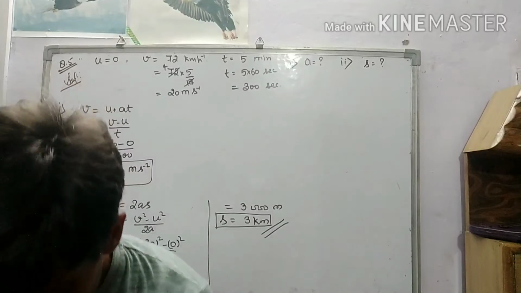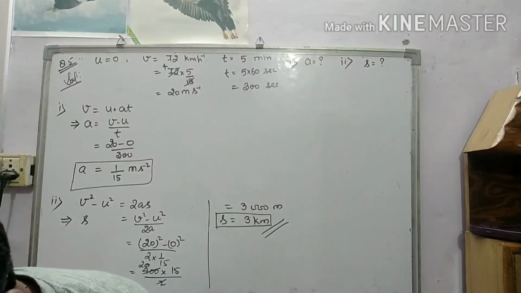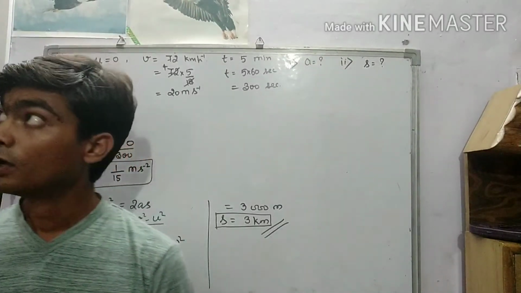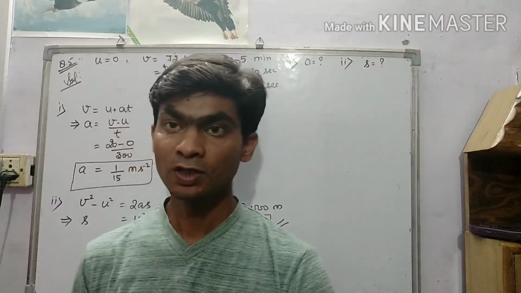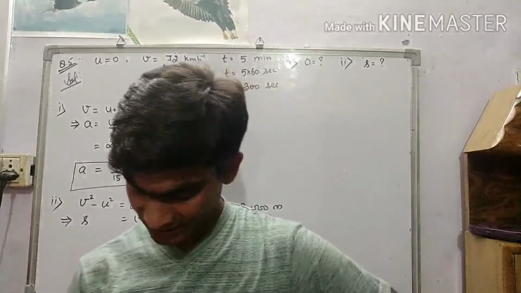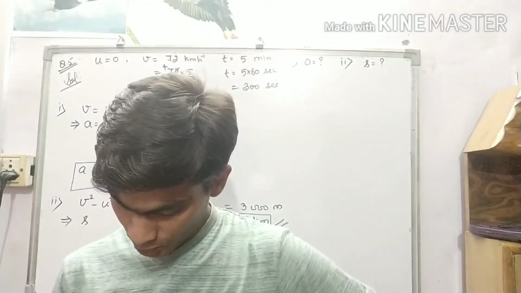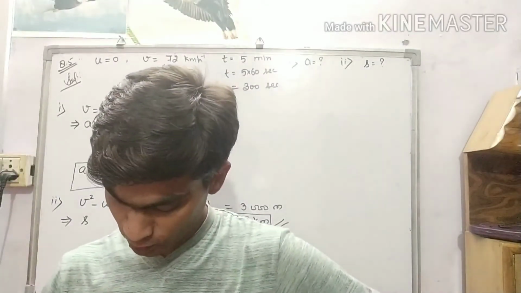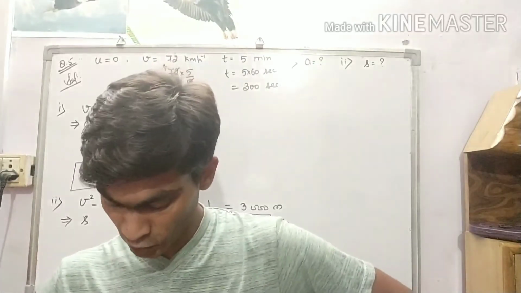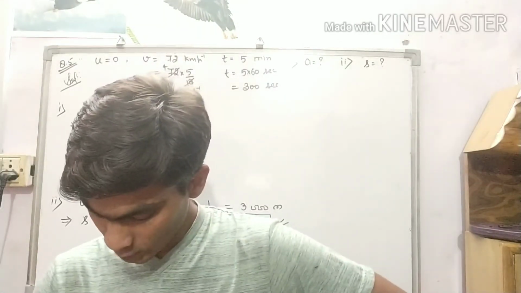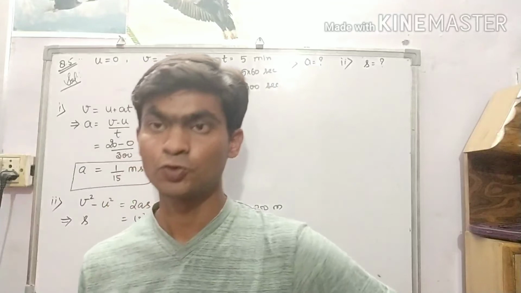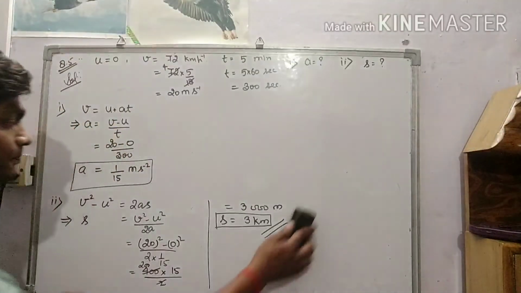One exercise question I am taking. Question 1 from the question section, page 109. A bus starting from rest moves with a uniform acceleration of 0.1 meter per second square for 2 minutes. Find the speed acquired and the distance traveled. Let us try to solve it.